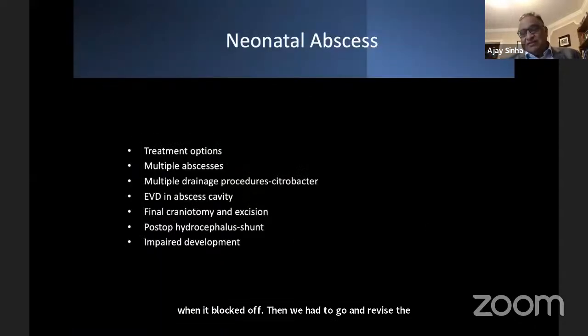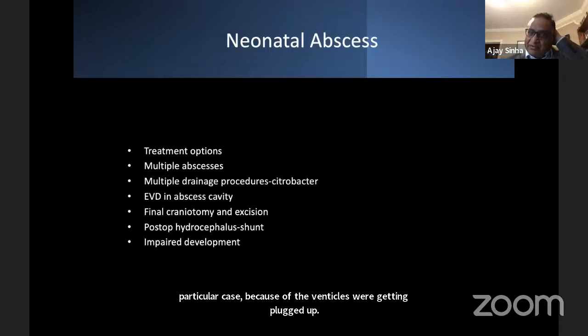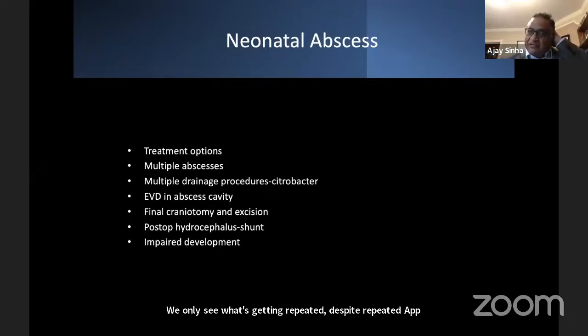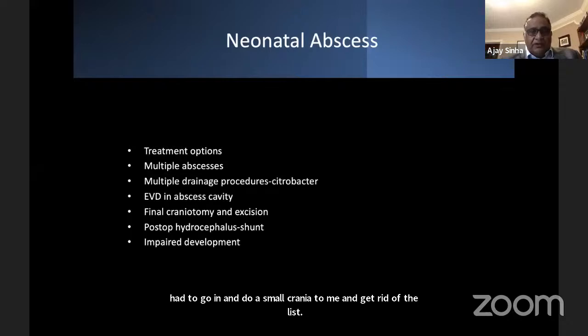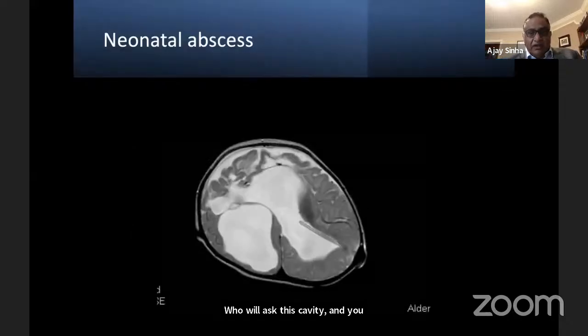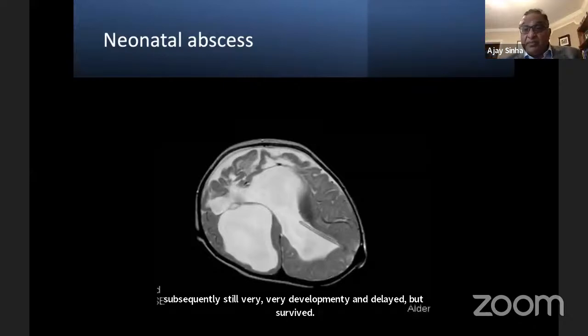In this particular case, because the ventricles were getting clogged up, and despite repeated abscess drainage, we were not able to control the infection, I had to go in and do a small craniotomy and get rid of the residual abscess cavity. And she's done well. She required insertion of a shunt subsequently. Still very developmentally delayed, but survived. And so this was the case of Citrobacter abscess.